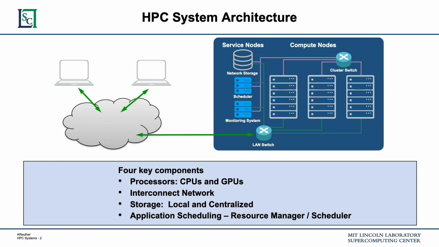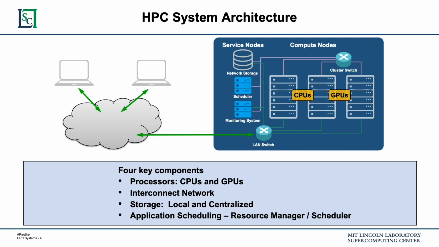An HPC system is not that different from a laptop with regard to its components. Just like the laptop, it has processors, non-volatile storage, and volatile memory, interconnect networks, and application scheduling. But with HPC, all of this is at a much larger scale. There are many computers, or compute nodes, as we call them, that execute users' applications. These all have CPUs, and some of them also have GPUs.